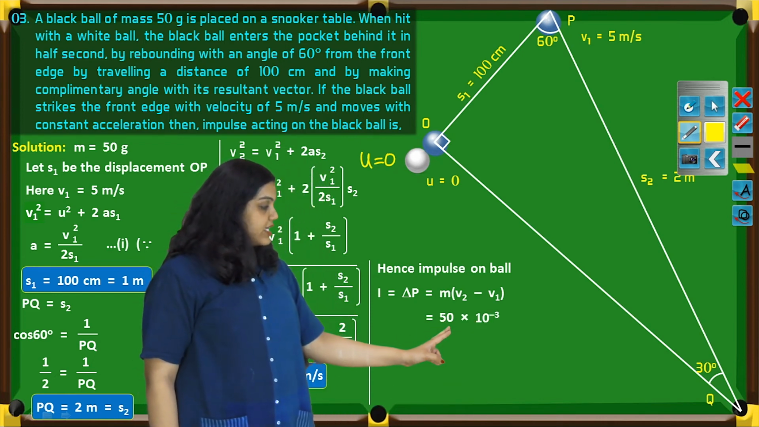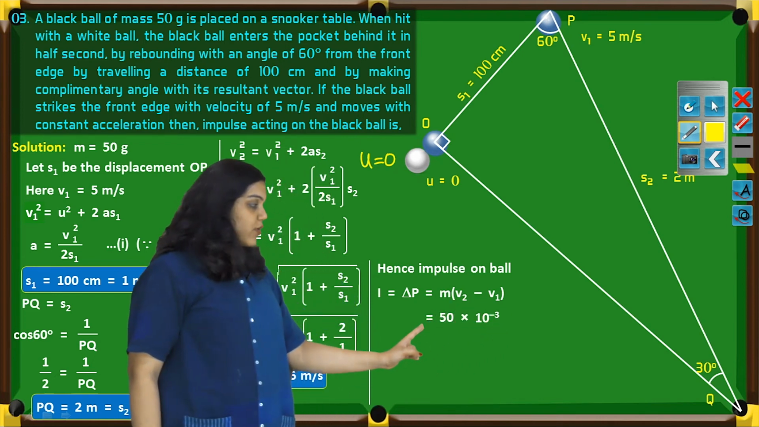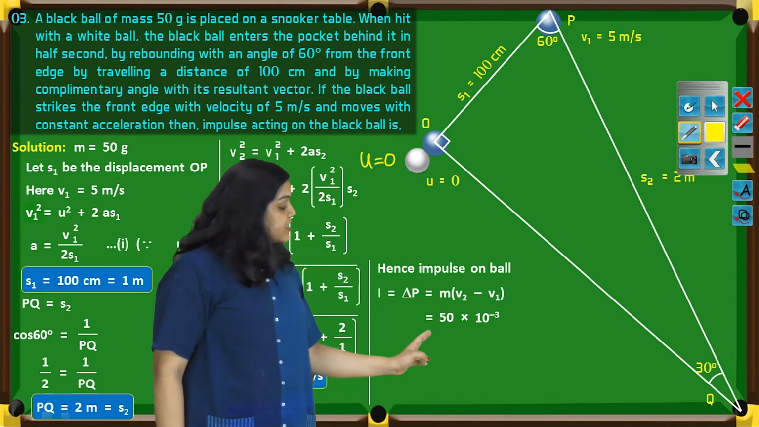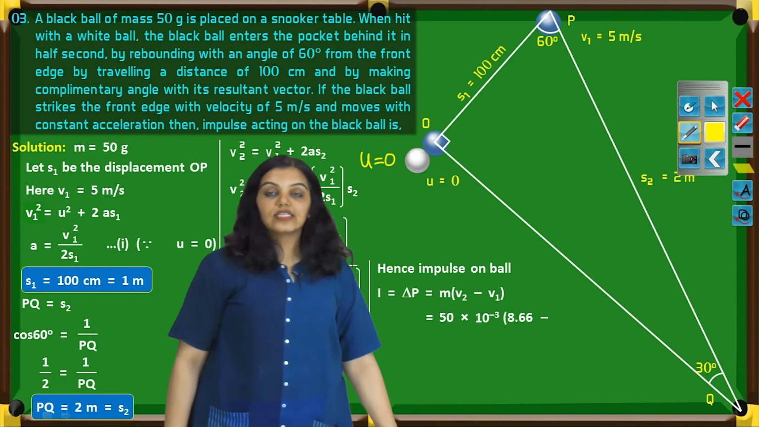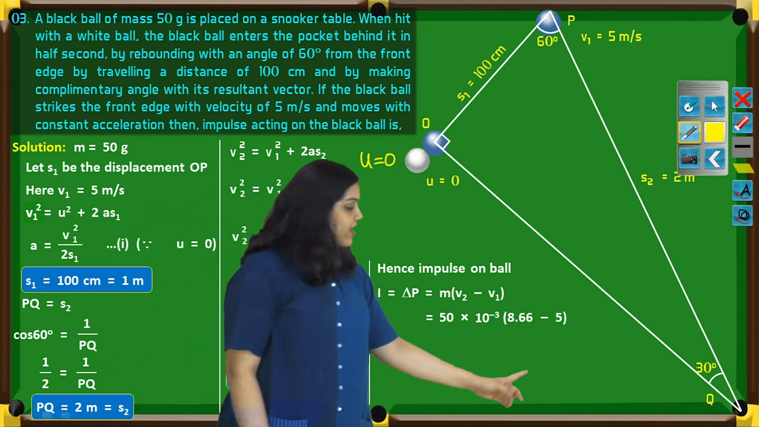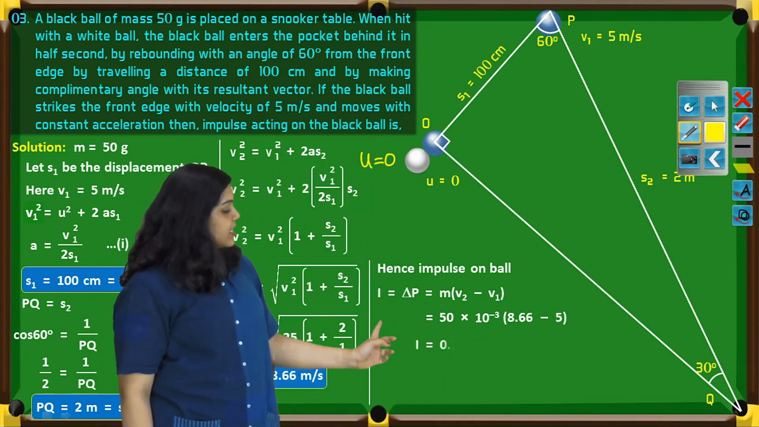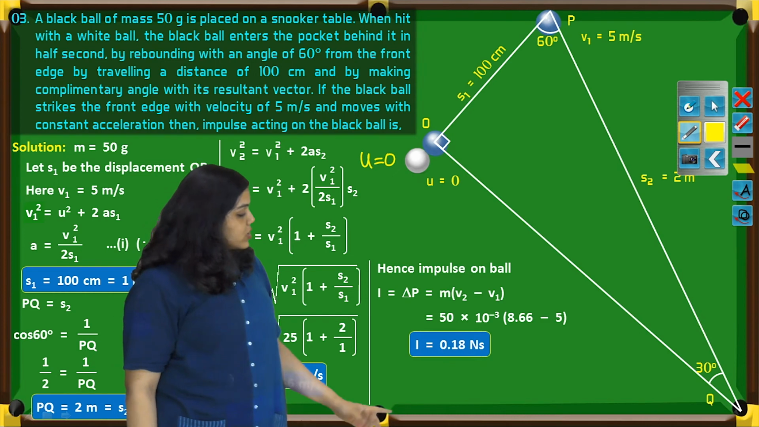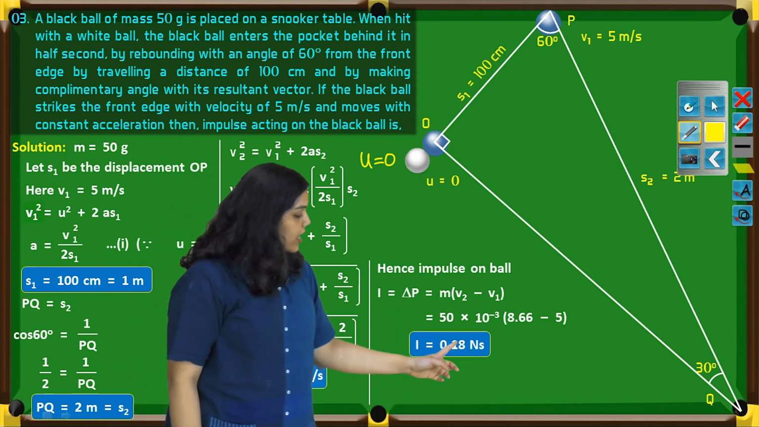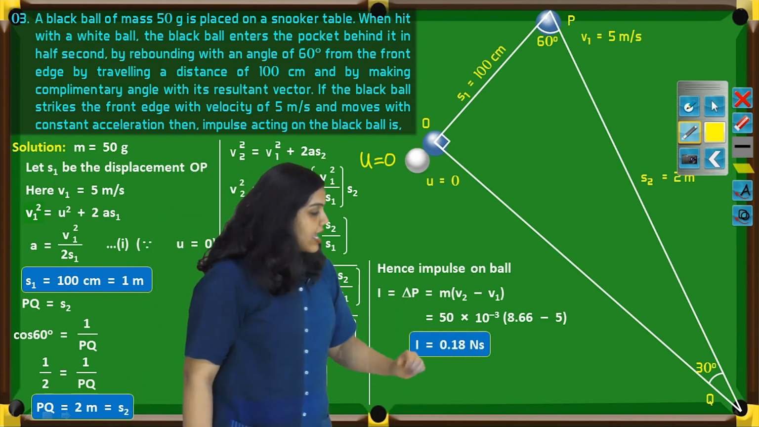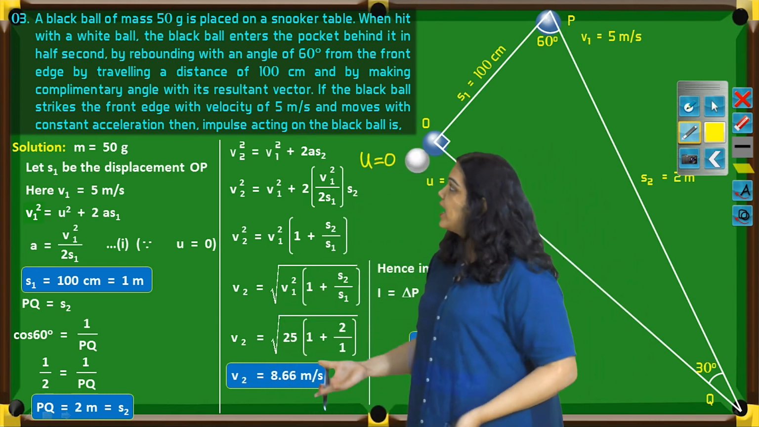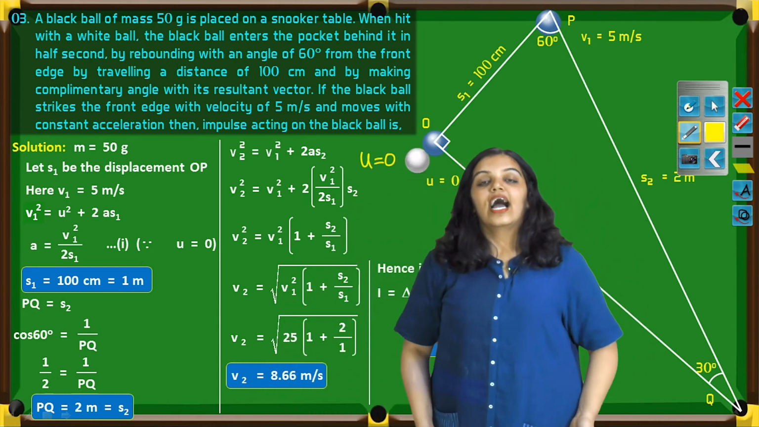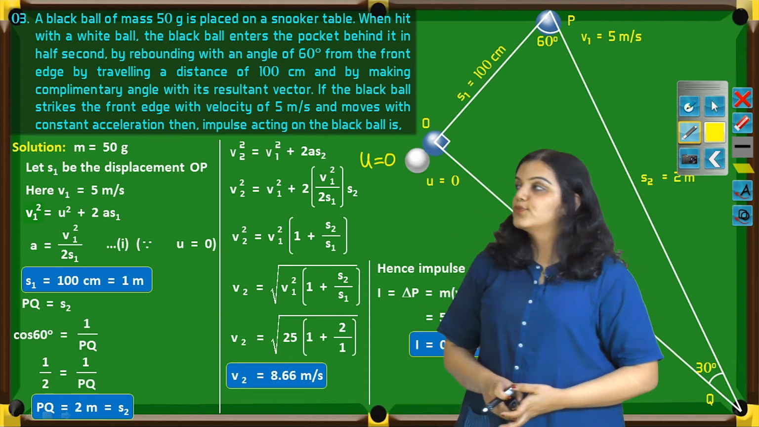m we know is 50 grams, but that's not an SI unit, so I convert it to kgs, 50 into 10 raised to minus 3. v2 is the final velocity 8.66 and v1 is 5 meter per second given to us. This gives me the impulse or the change in momentum, that is 0.18 Newton second. So this is the final solution. We needed to find the impulse acting on the ball and we got the answer 0.18 Newton second.